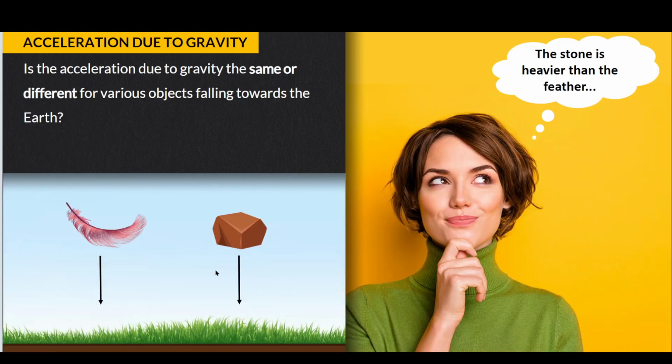now let's see, is the acceleration due to gravity the same for various objects which are falling towards the earth? Like here you can see there is a stone and a feather. What do you think, which one is heavier?